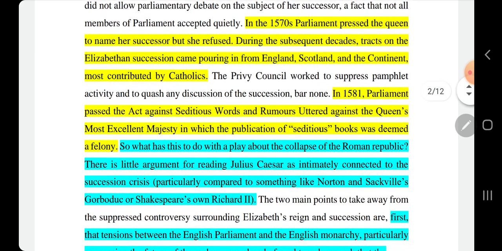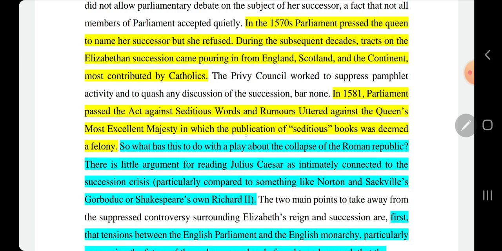She knew about that, and she was actually worried about the parliament, because, as we can see here, in 1581, Parliament passed the acts against seditious words and rumors uttered against the Queen's most excellent majesty. So what's happening now is a lot of seditious acts and words and rumors about the succession, and all of these things are happening against the queen.